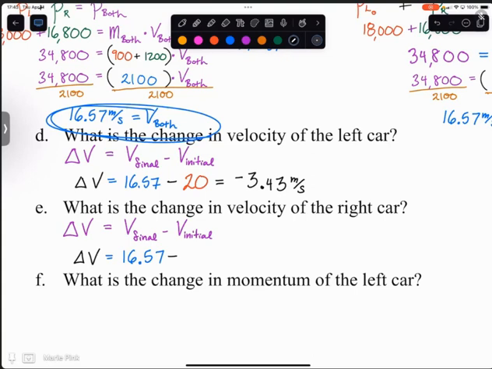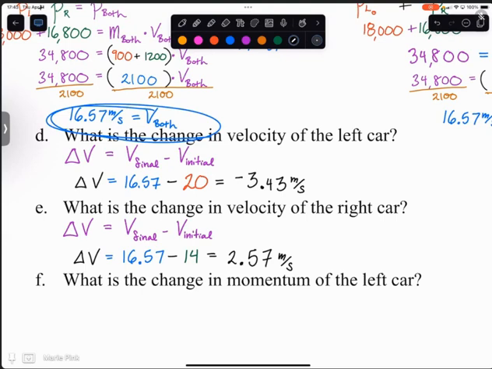It just means that it slowed down. So it was going 20 meters per second. Now it's going 16.57. That means you slowed down by 3.43. So that's fine. The other car was initially going at 14 meters per second. So that means that car sped up by 2.57 meters per second.